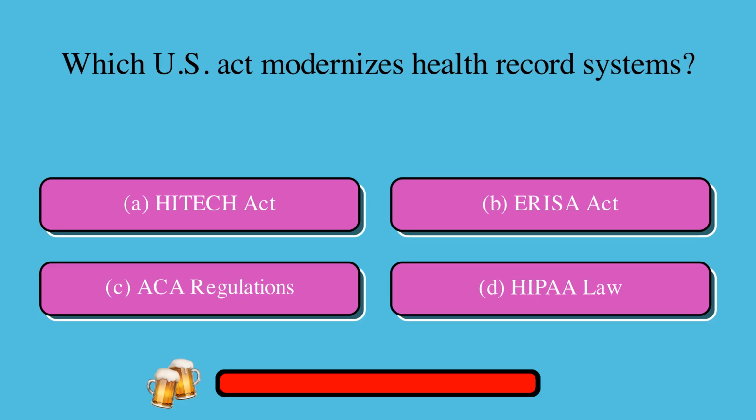Which U.S. Act modernizes health record systems? A. HITECH Act, or B. ERISA Act, or C. A. Regulations, or D. HIPAA law? The correct answer is A. HITECH Act.